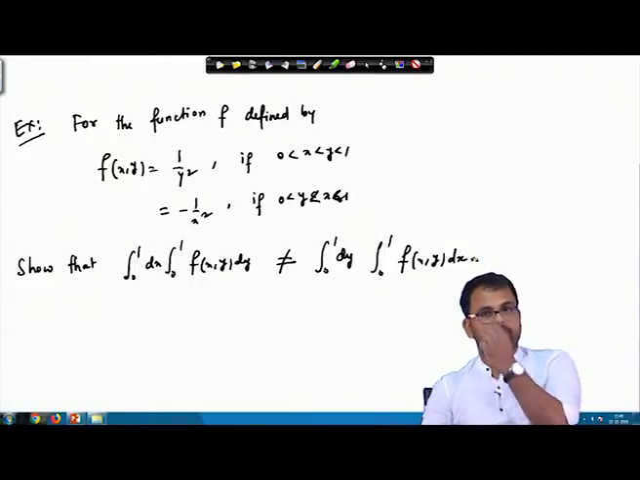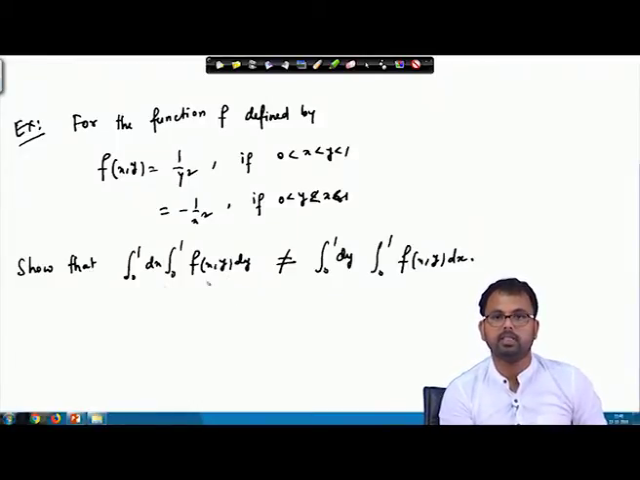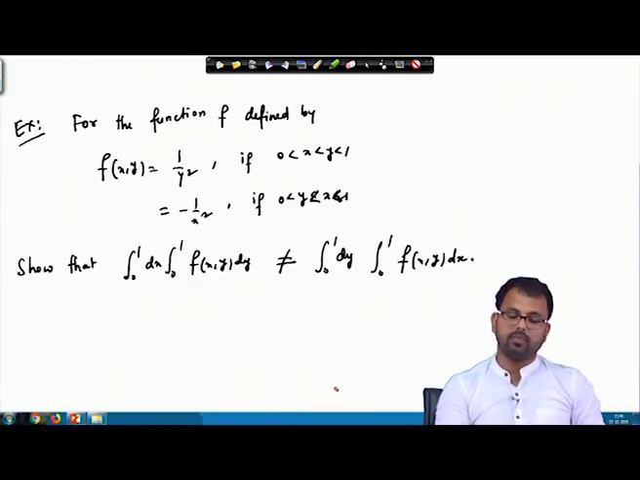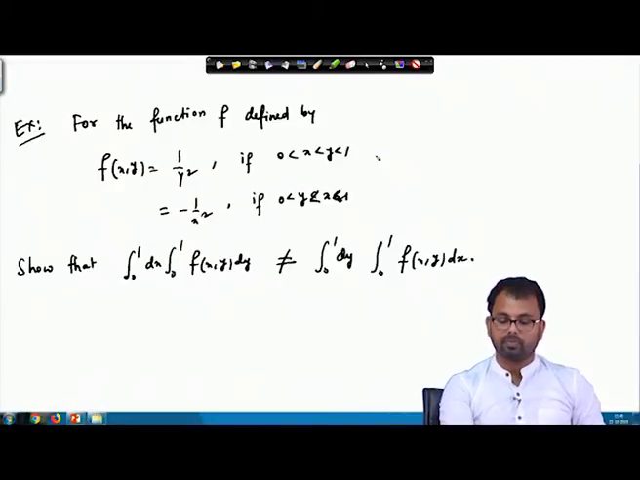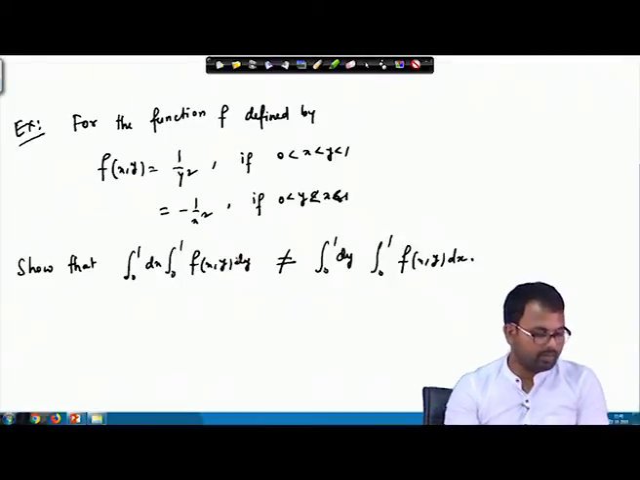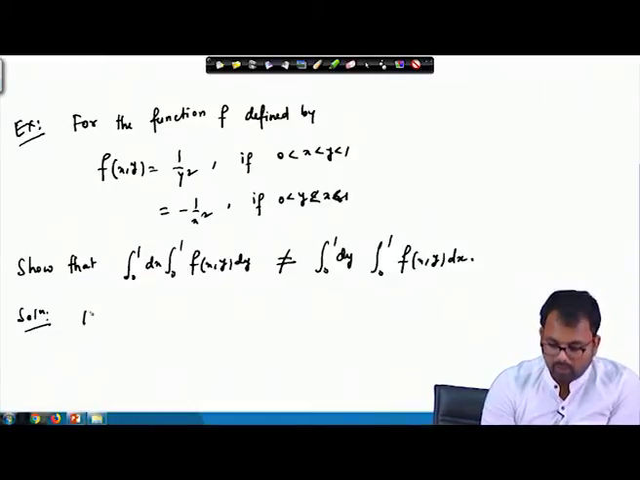So, that means the function, the double integral, or to be very precise the repeated integrals are not equal, and if the repeated integrals are not equal, then in that case the double integral does not exist on the interval 0 to 1 times 0 to 1. So, let us see how we can evaluate this. Solution here.